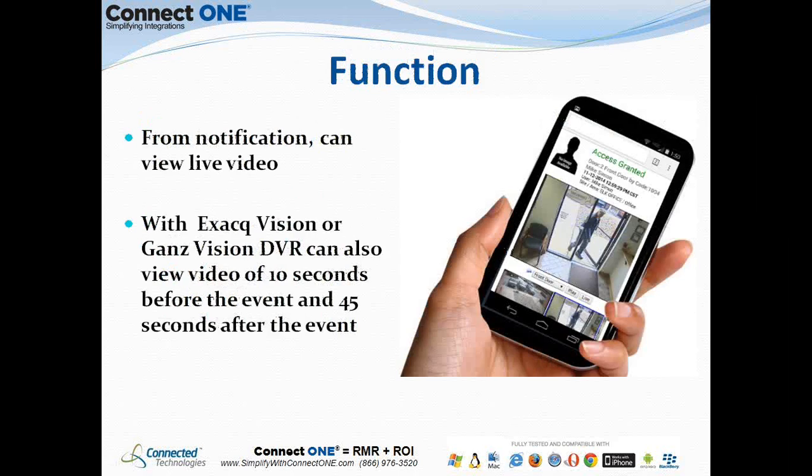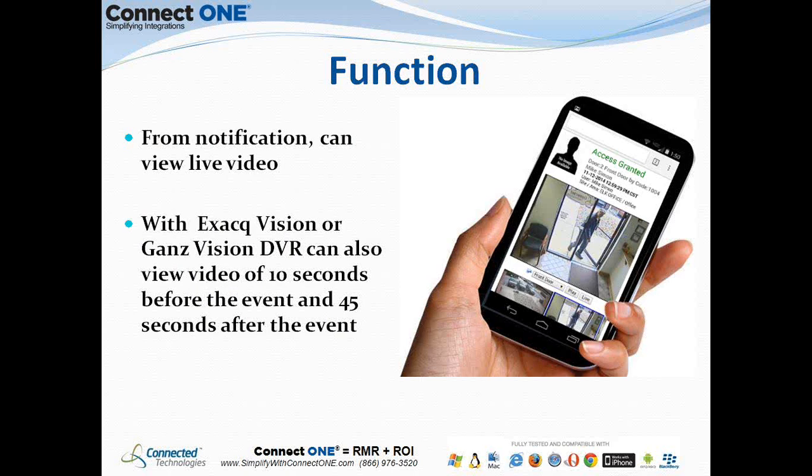This is a screenshot that shows what the notification would look like if it came to your cell phone, with the button right there below the first image, and again it shows that there are multiple images captured at the time that event happened, and in this case the event was access granted. You can press the live button and you could look in and see live video of what was going on at that time, if that was of interest to you.